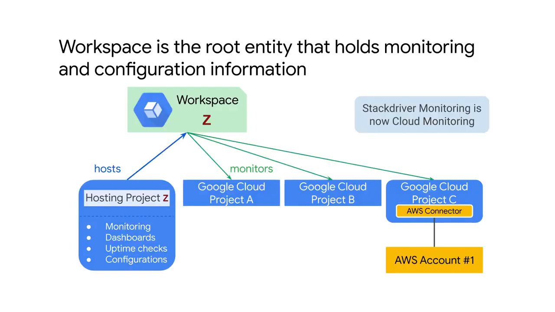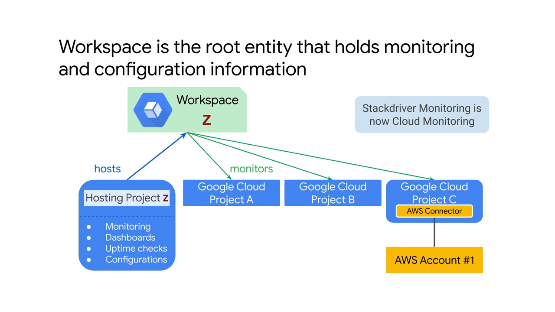A workspace is the root entity that holds monitoring and configuration information in Stackdriver monitoring. Each workspace can have between 1 and 100 monitored projects, including one or more GCP projects and any number of AWS accounts. You can have as many workspaces as you want, but GCP projects and AWS accounts can't be monitored by more than one workspace.